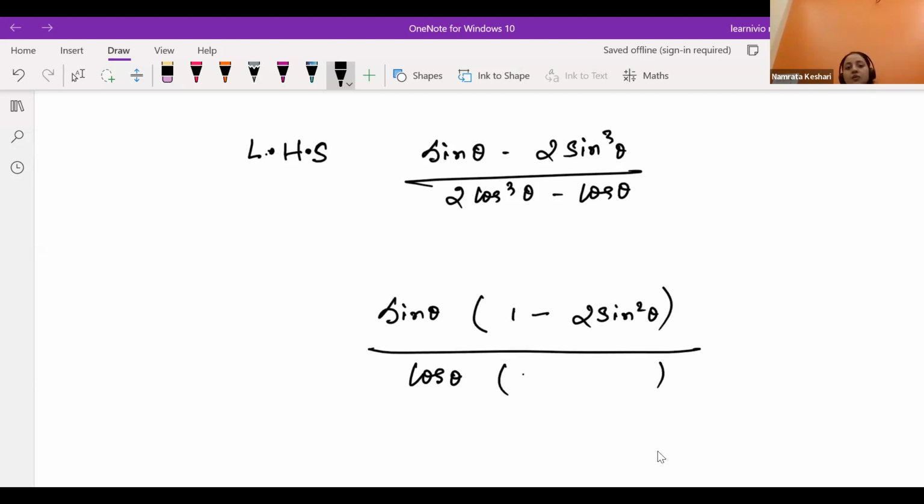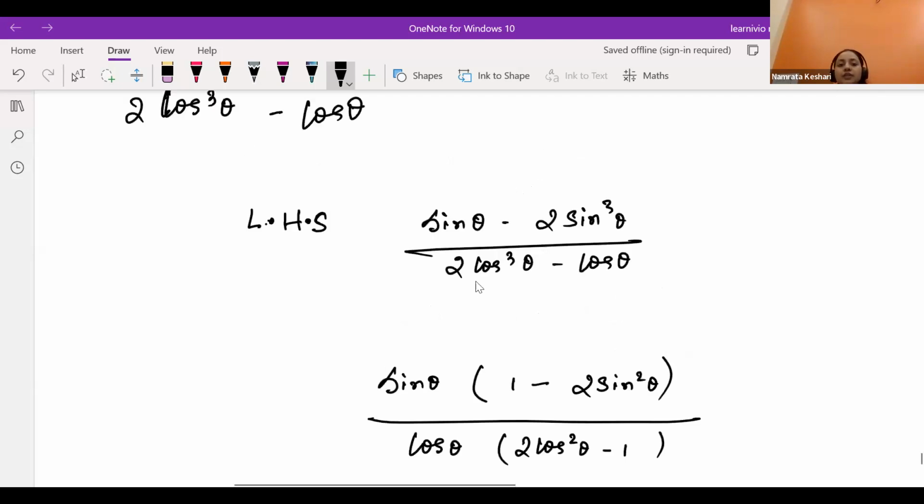No, look carefully. Cos square theta minus 1. 2 cos square theta, right? Minus 1. Yes or no? Yes. Okay. Now what we want to prove is tan theta.